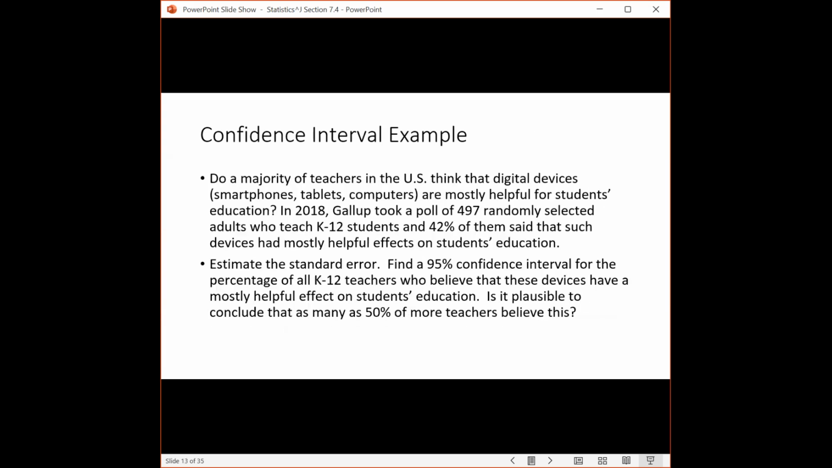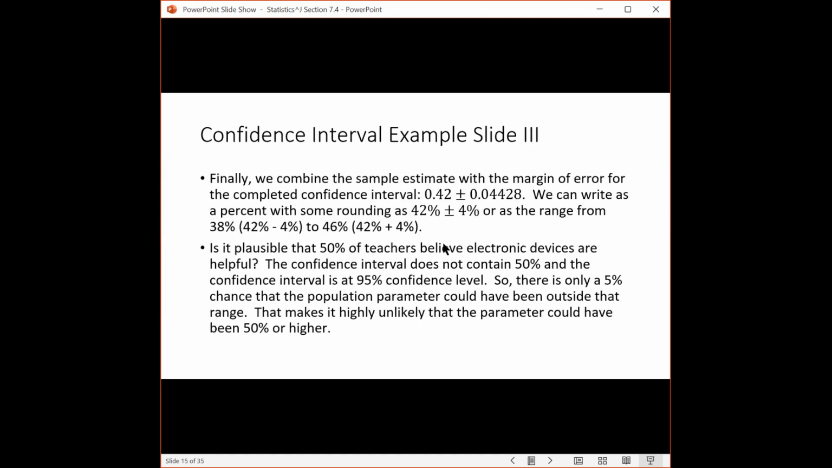The sample estimate is back here on the previous slide, 42% right there. From there, you can add or subtract to create a range. If you subtract the 4%, you get 38%. If you add it, you get 46%. The way to interpret this is that we're 95% certain that the actual percentage of K through 12 instructors who think that devices are helpful is between 38 and 46%.